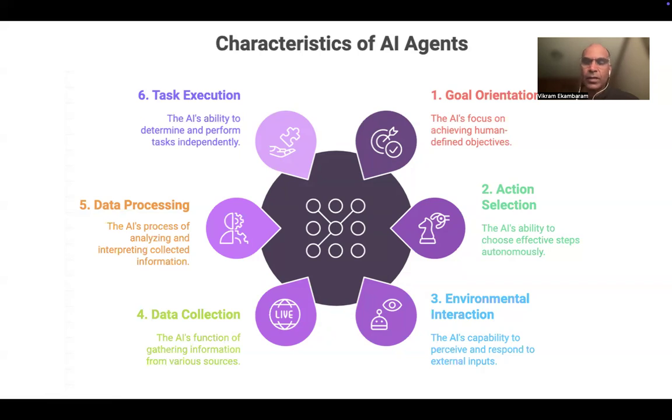So the easiest way to think about an AI agent is that it is a digital worker. And like any worker, being an AI digital worker, you give it a goal, and so the AI can focus on helping you achieve your objectives. To do that, the agent will then select the right set of actions that it needs to execute to meet that goal. It can also interact with the environment and react to changes in the environment. It then collects data and gathers information that it needs to execute the tasks to achieve the goals, processes that data, and then executes the tasks to deliver to the goal that you set out.